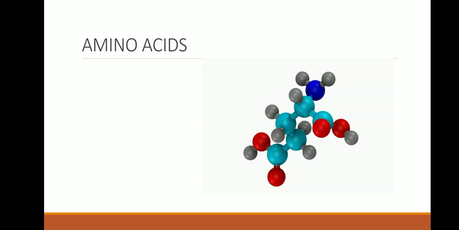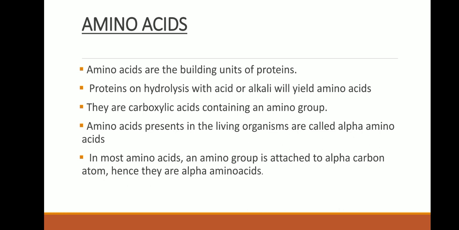Students, now we are going to learn about amino acids. As you know, amino acids are micromolecules which are joined together by peptide bonds, and then we get proteins. So amino acids are the building units of proteins, and proteins on hydrolysis with acid or alkali will yield amino acids.